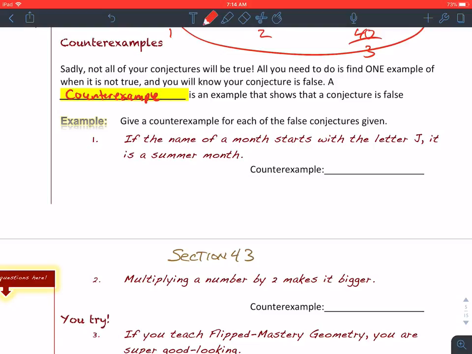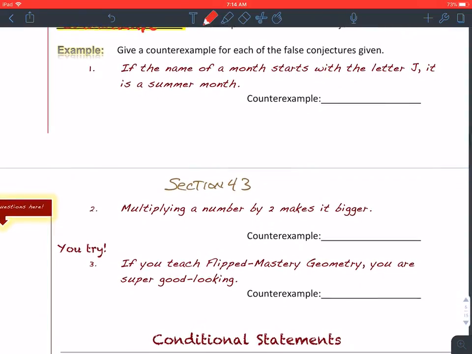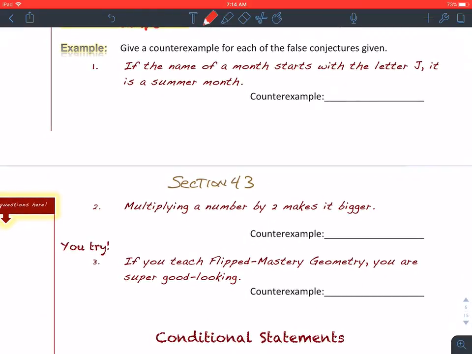Example, give a counterexample for each of the false conjectures given. If the name of a month starts with a J, it is a summer month. Does every month that starts with a J a summer month? Absolutely not. So our counterexample has to make this part true and it has to make this part false. So January is a counterexample. January starts with a J, but is not a summer month. Boom.